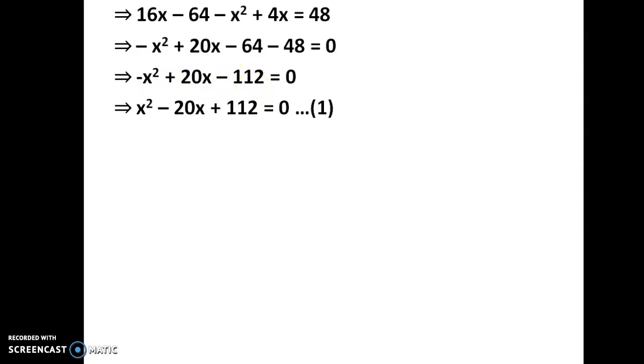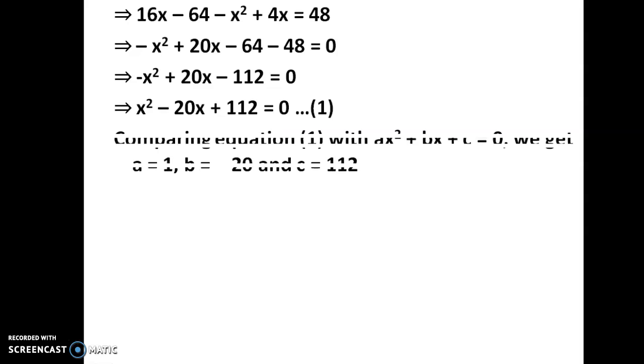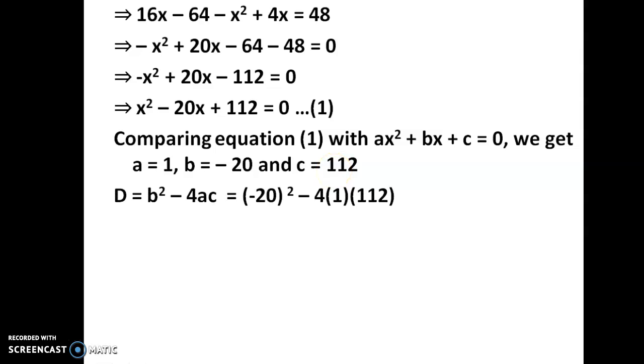Okay. So multiply the full equation by minus 1. So you will get x square minus 20x plus 112 equal to 0. This is the quadratic equation, of the form ax square plus bx plus c equal to 0, where a is 1, b is minus 20 and c is 112. So we have to find out whether the roots are possible or not.